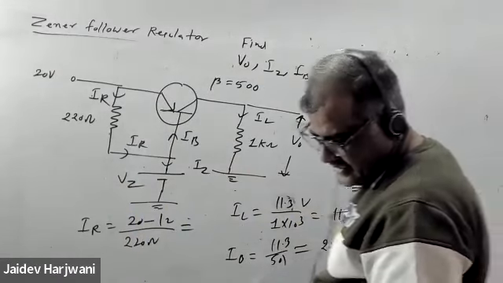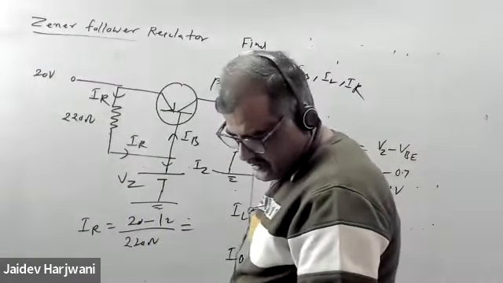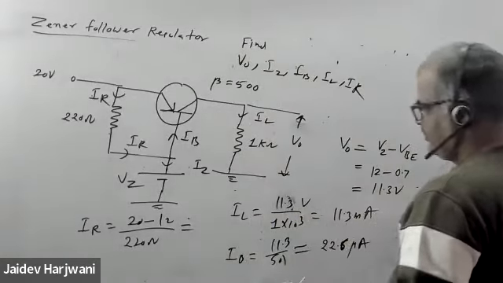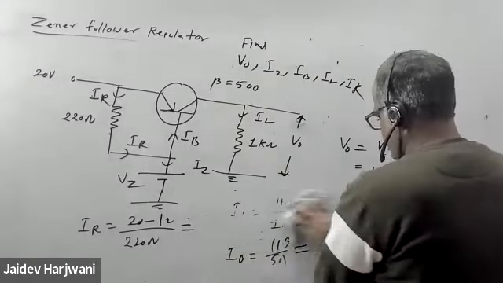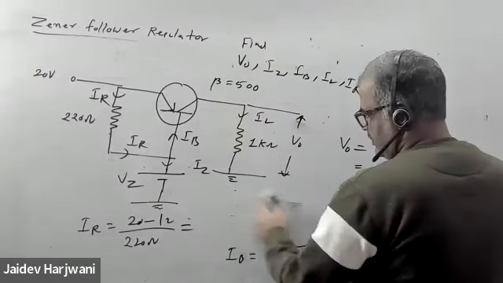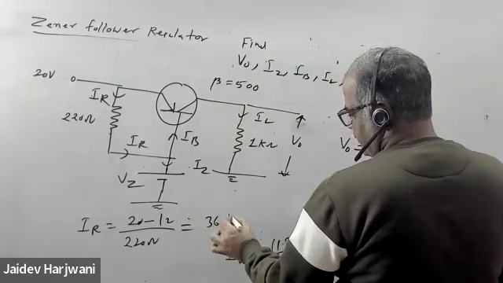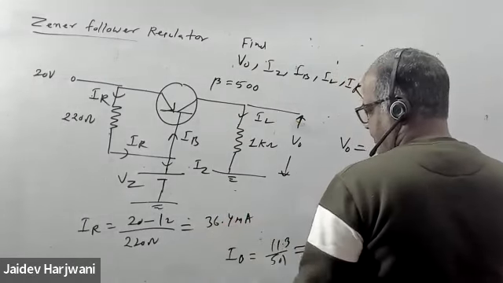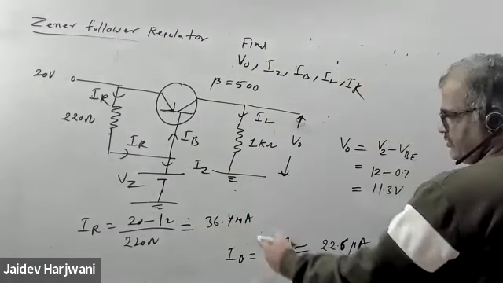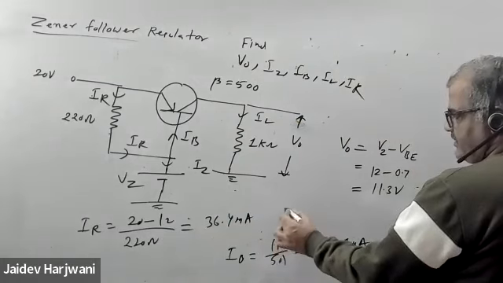So I कितना आ रहा है? I आपके पास आएगा 36.3 milliampere. Okay. So this will come 36.3 or 4 milliampere. I have okay, just check. And once you know I, you can easily find out your IZ.